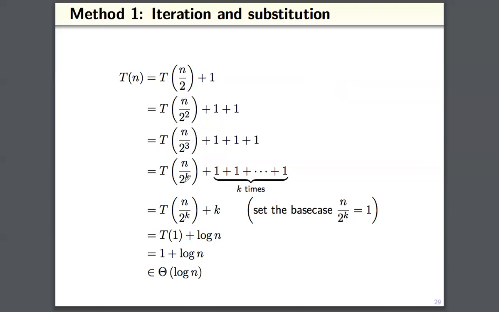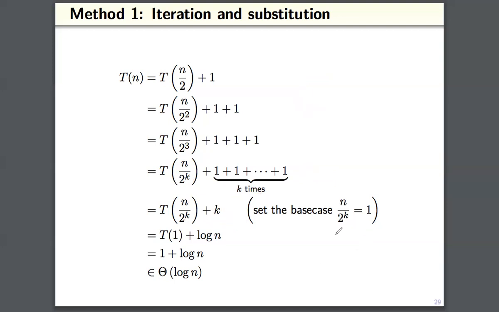So keep doing it for k iterations. The first iteration, the second iteration, the third iteration. Keep doing this for k iterations. After k iterations, what do you get? T of n by 2 power k. Look at this, the problem size is decreasing by a factor of 2: 2 squared, 2 cube, 2 power k. And the number of ones here will be k ones. So this can be replaced with k, so T of n by 2 power k plus k.